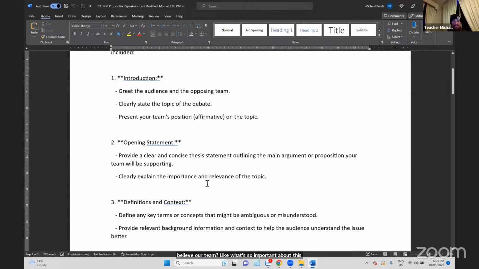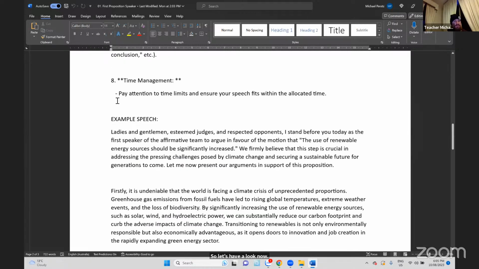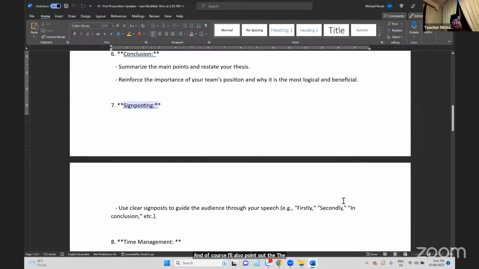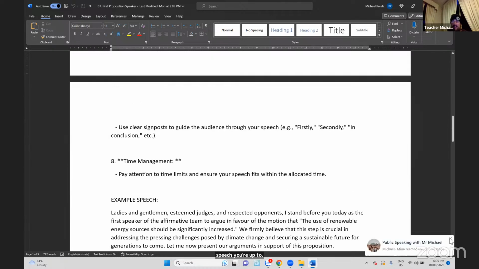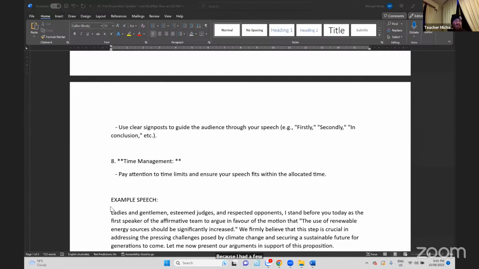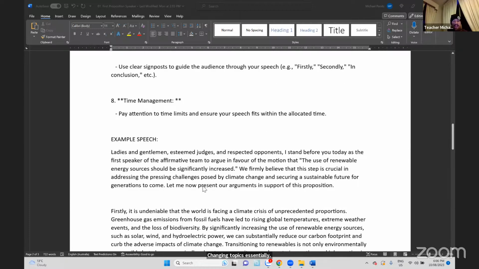So let's have a look now. And of course, I'll also point out the signposting. So really making it obvious about which part of the speech you're up to. Because I had a few students in a few other debates and I honestly couldn't tell when one argument finished and the next argument started. So when you do give your multiple arguments, you need to make it really, really obvious about when you are changing topics, essentially. So let's have a look here.